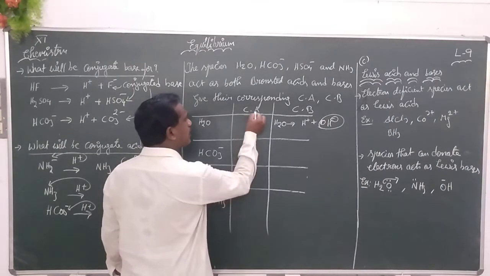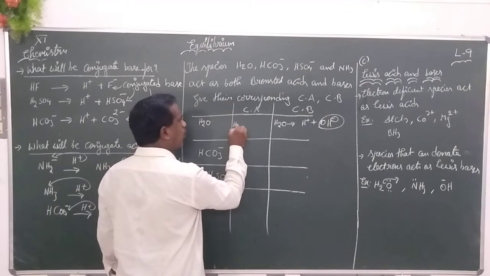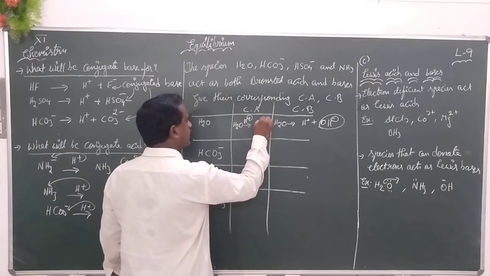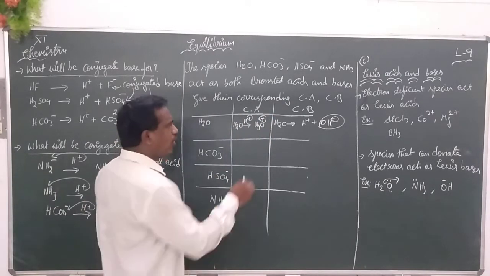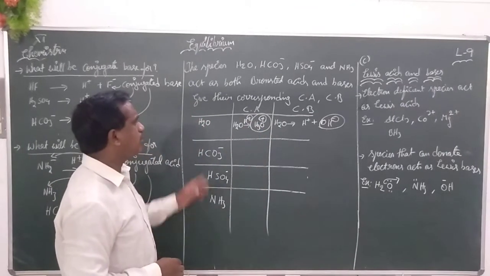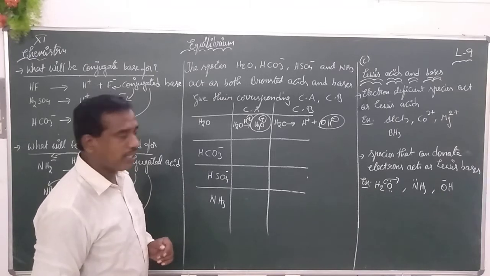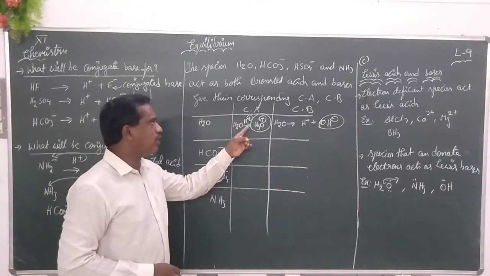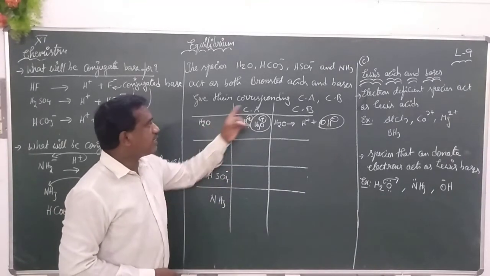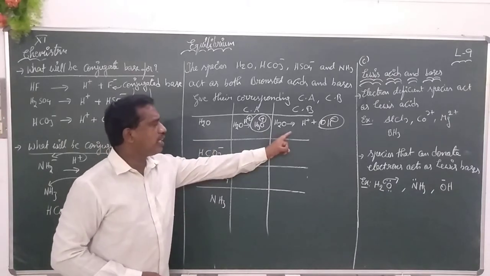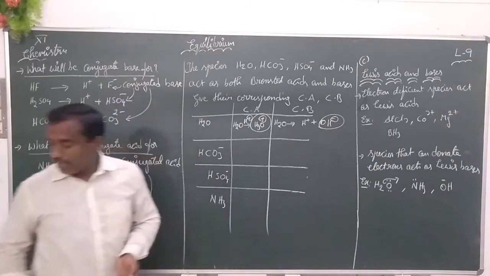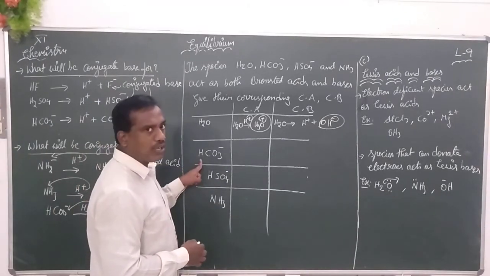Then what is the conjugate acid of this compound? H2O after accepting one H plus ion forms H3O plus, the hydronium ion. So this hydronium ion is the conjugate acid of H2O. I repeat, H2O after accepting one H plus ion forms the hydronium ion H3O plus. It is its conjugate acid. Whereas in the case of the conjugate base, the negatively charged species formed after dissociation is called the conjugate base.